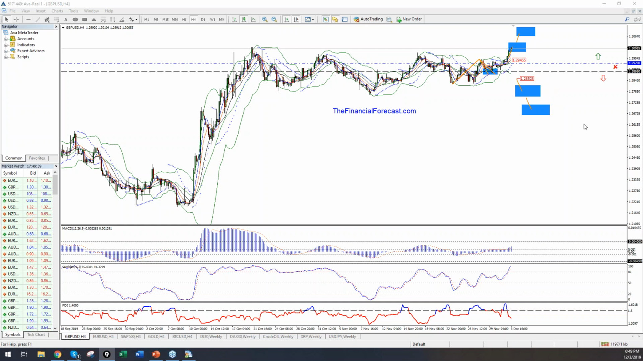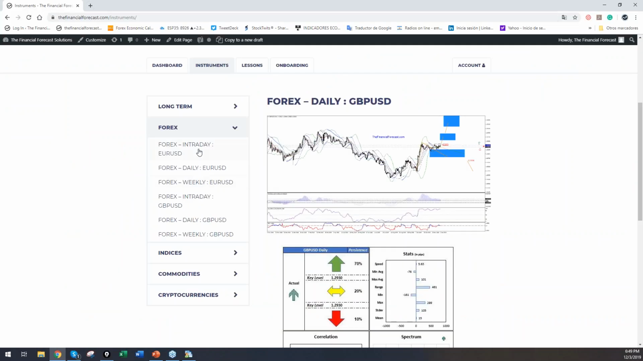Okay, perfect. Question with the pound. So now we are developing a movement to the upside. Let's go review the last dashboard for the pound intraday.